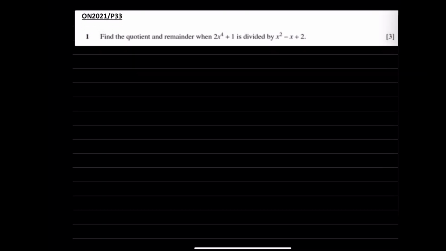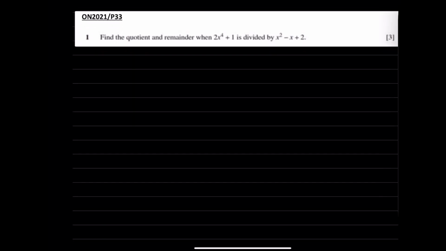This problem is from October-November 2021, paper 33. It's the same kind of problem as the previous one, but look at this one. Find the quotient and remainder when the polynomial 2x to the power 4 plus 1 is divided by x square minus x plus 2. So before you start the process, check the polynomial and check the divisor. In this case, our divisor is of course a non-linear divisor, so we have to do long division.